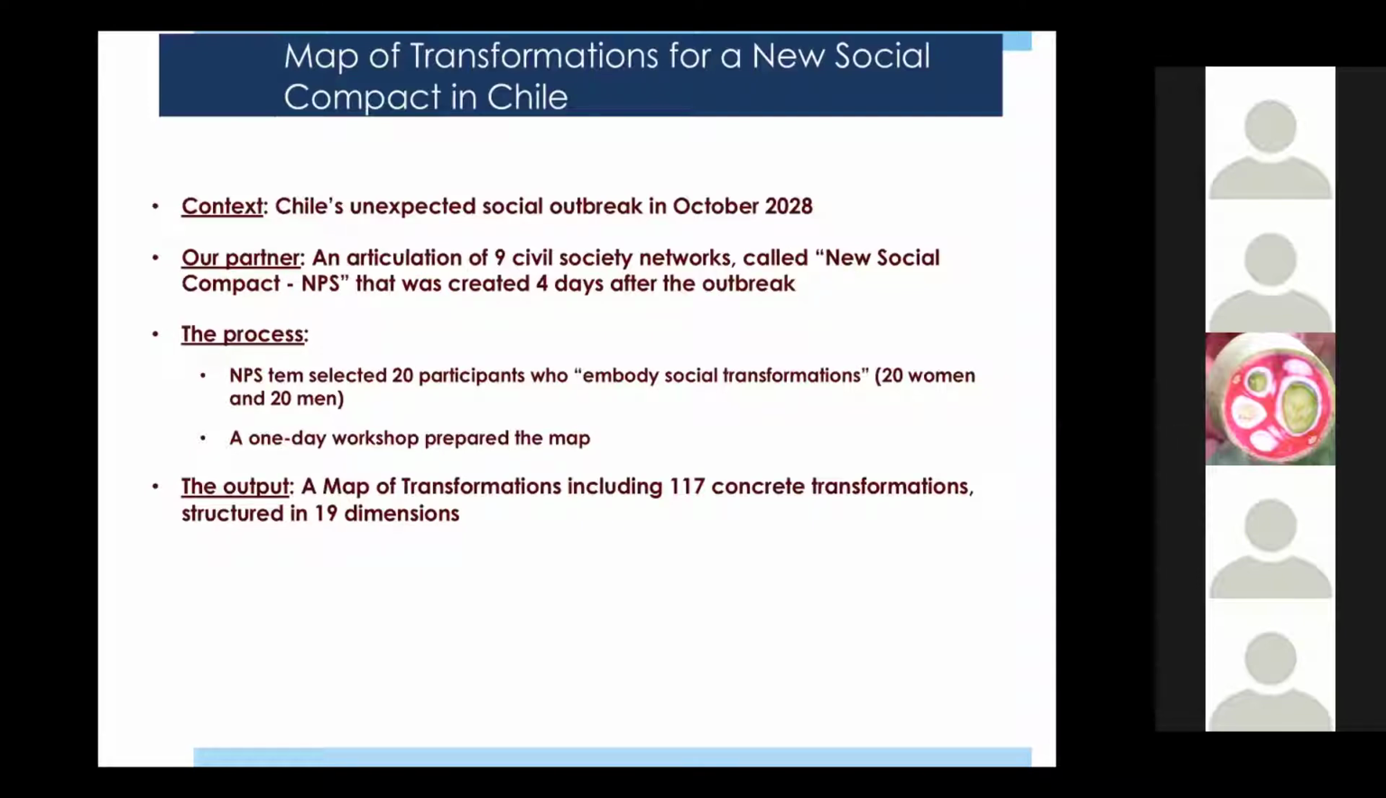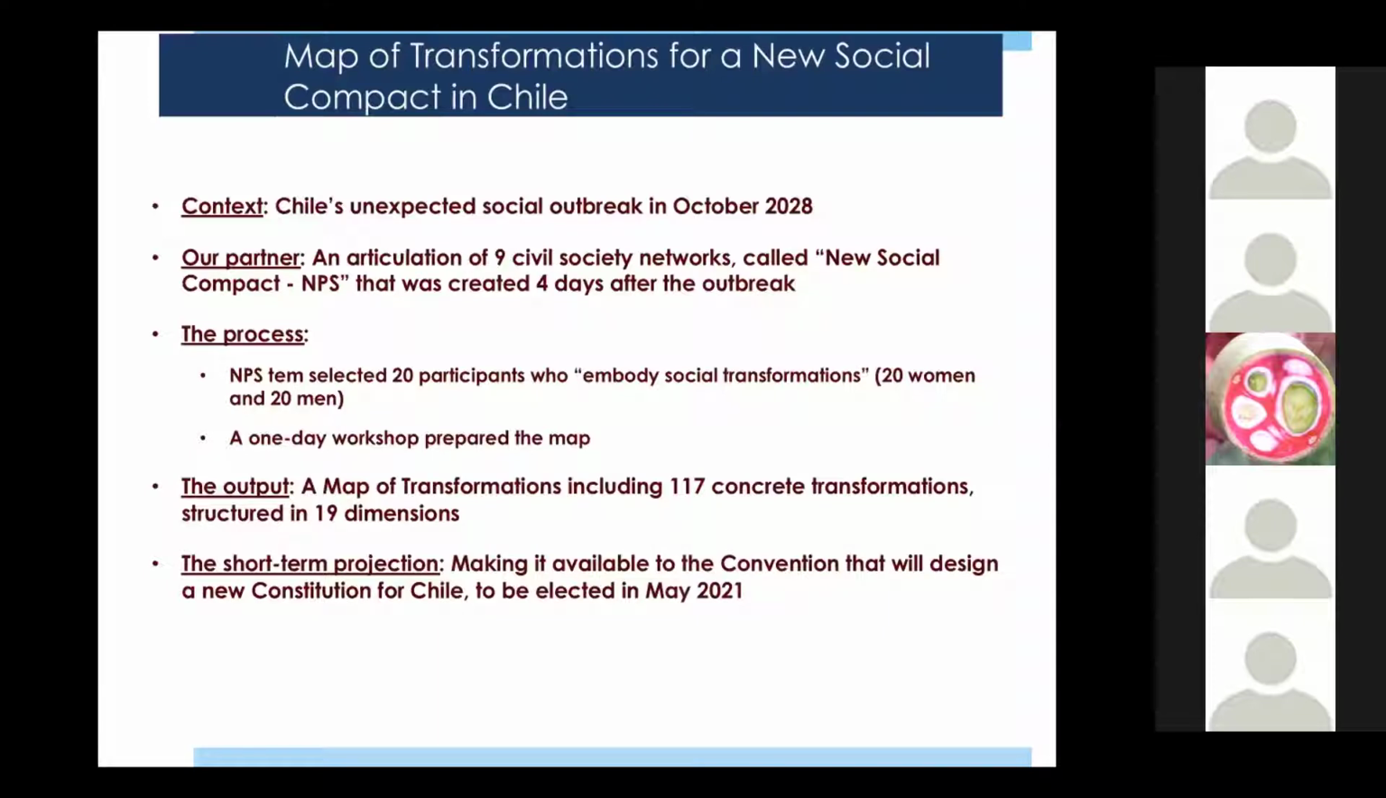A big change in society, as we need in Chile in our view, is made of, or needs, this very large number of transformations. And this is what these people produced in this map.